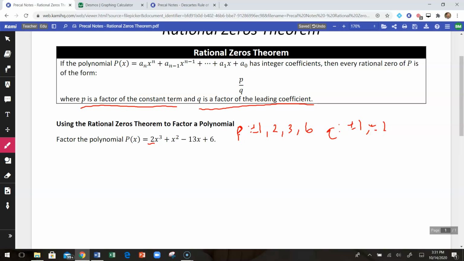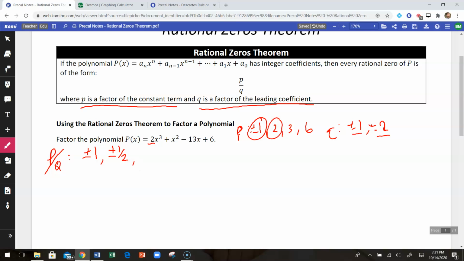All the factors of that are positive and negative 1 and positive and negative 2. So the first thing that you want to do is come up with a list of all your possible rational zeros for this function, so all of your p over q's. So p over q is going to be positive or negative, and I'm going to take every p and divide by every q. I'm going to take 1 and divide by both 1 and 2. So I'm going to get 1, and I'm also going to get 1/2.